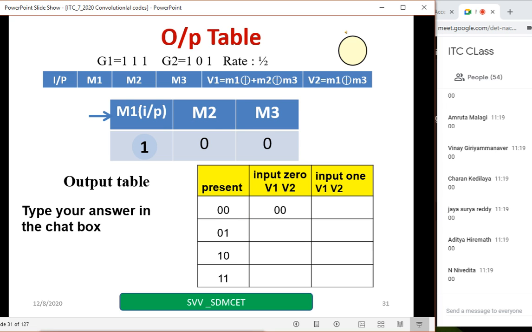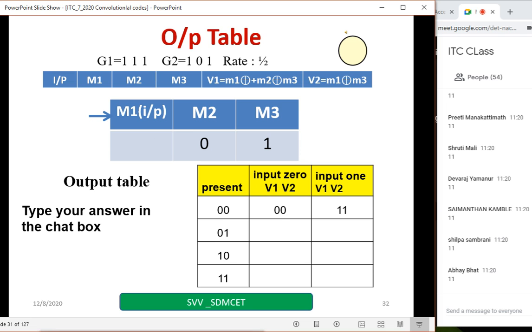Now let me take, if the input is 1, what are the outputs V1 and V2? How to find out? Add all the three. Add first and last. Amrita, Devidas, Karthik, Vinay are typing. I want each student to type the answer. Rohan, Pragati, Chaitra, Priya, Janvi, Gaura, Haveri, all are typing the answer. It is 1, 1.